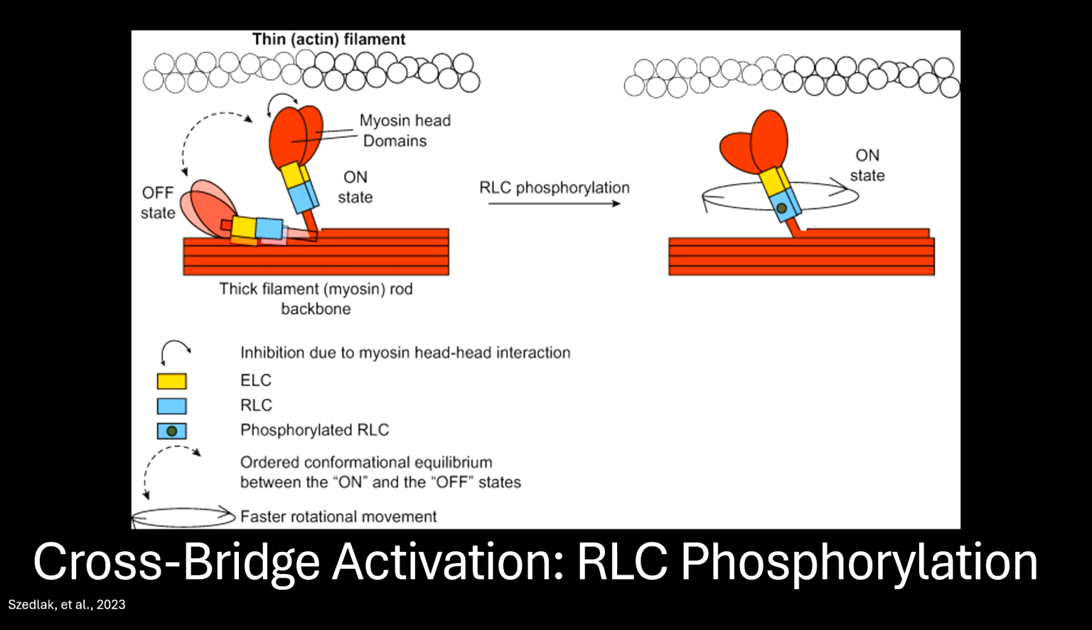Here we are looking at cross bridges switching between inactive and active states. On the left of the figure, the myosin heads are in the off state. The heads are folded back towards the thick filament backbone, and the two heads interact with each other. This head-to-head interaction prevents them from binding to actin. In the off state, the cross bridges are stored in reserve, which helps conserve energy when the heart does not need to generate a strong contraction.